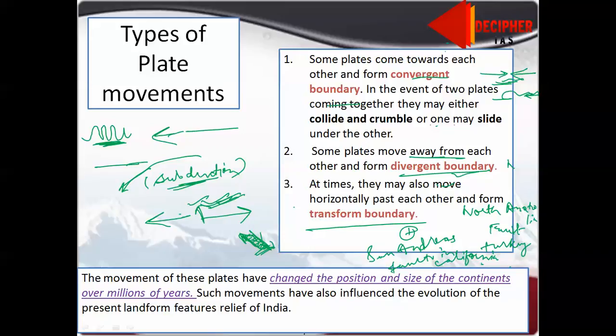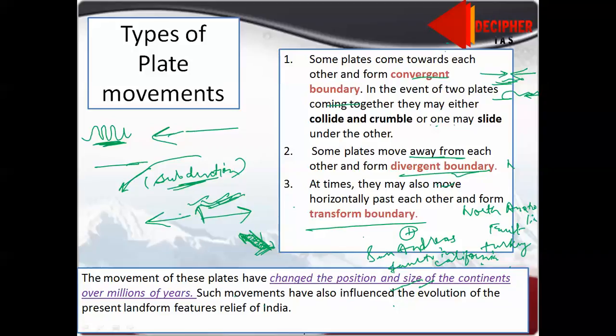So the movement of these plates has changed the positions and size of continents over millions of years. Obviously, you know about the continental drift hypothesis, and I will also be dealing with it in future classes or lectures. So obviously this will lead to the change in the position and size of the continents, and hence they have influenced the landforms that we see on our Earth.